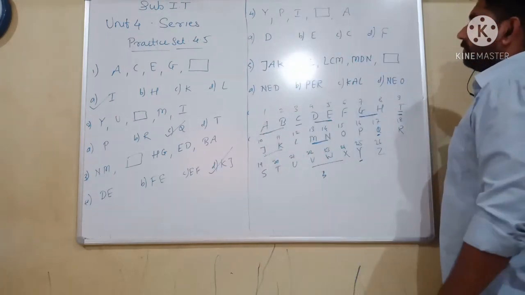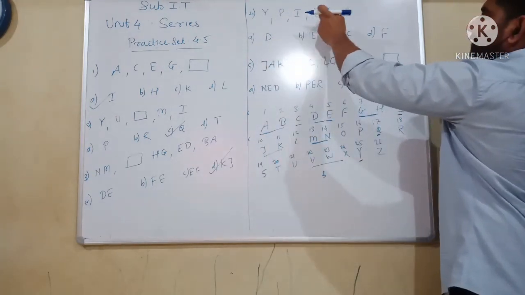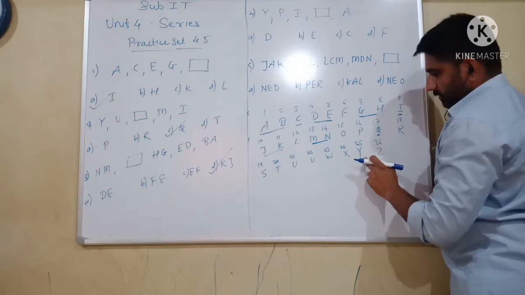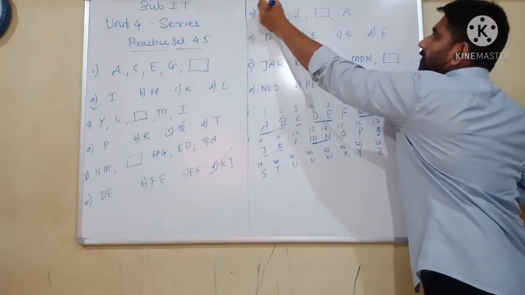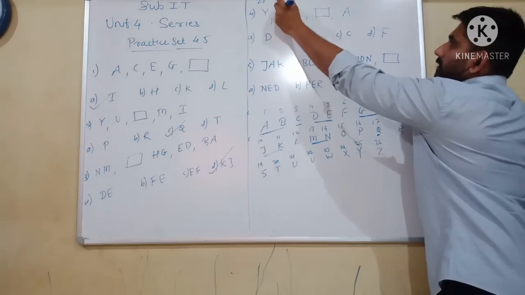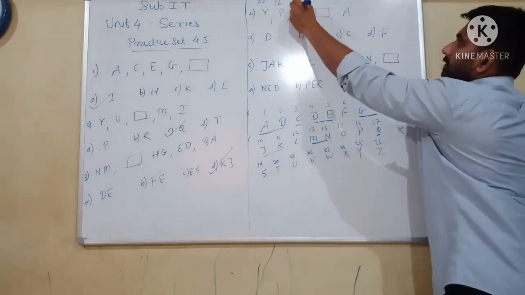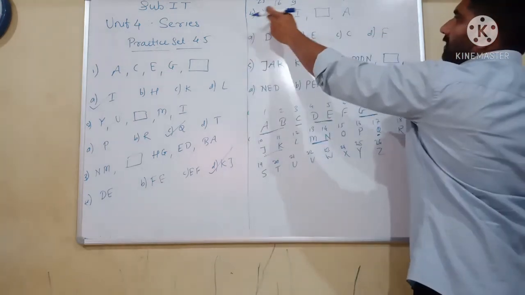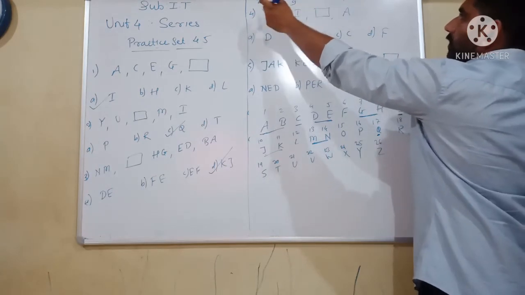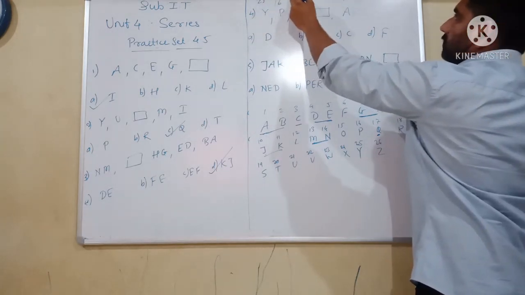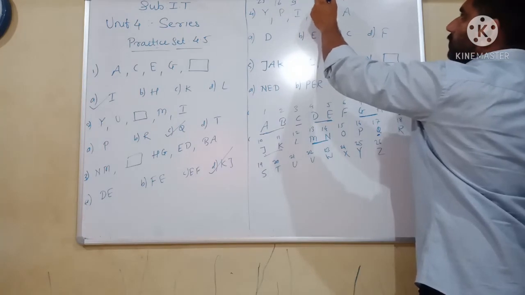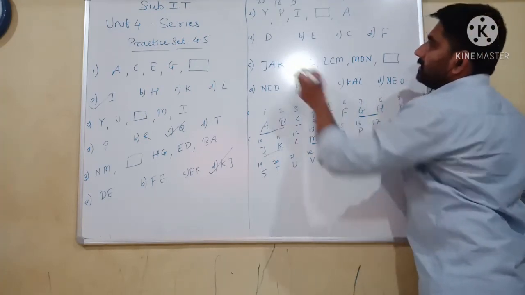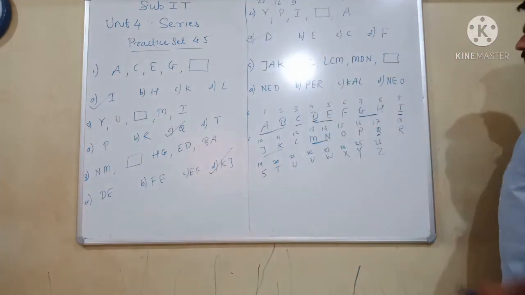In question number 5, Y, E, I, missing term and A. Where is our Y? Y is at number 25. P is 16. I is 9. A is 1. If you try to check, all these are square numbers: square of 5, square of 4, square of 3. So here it will be square of 2, that is 4, which is the fourth letter, D. So option number 1. Very simple.